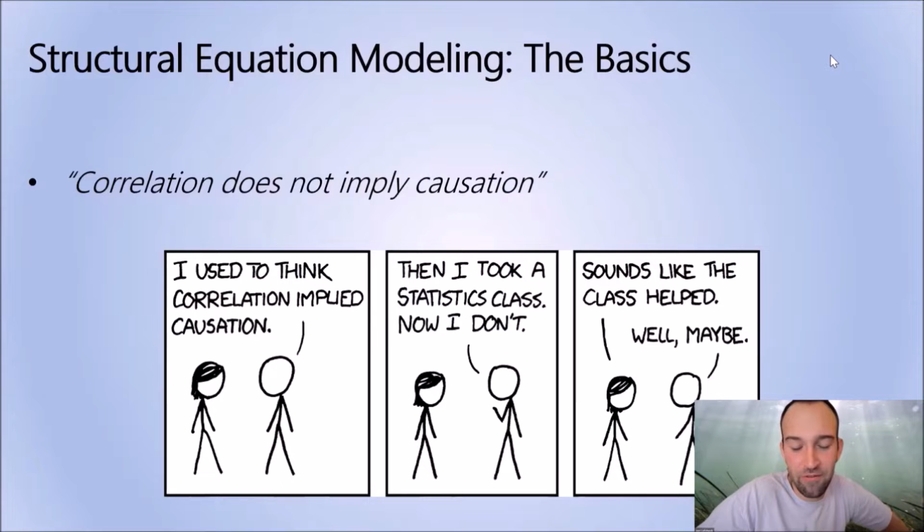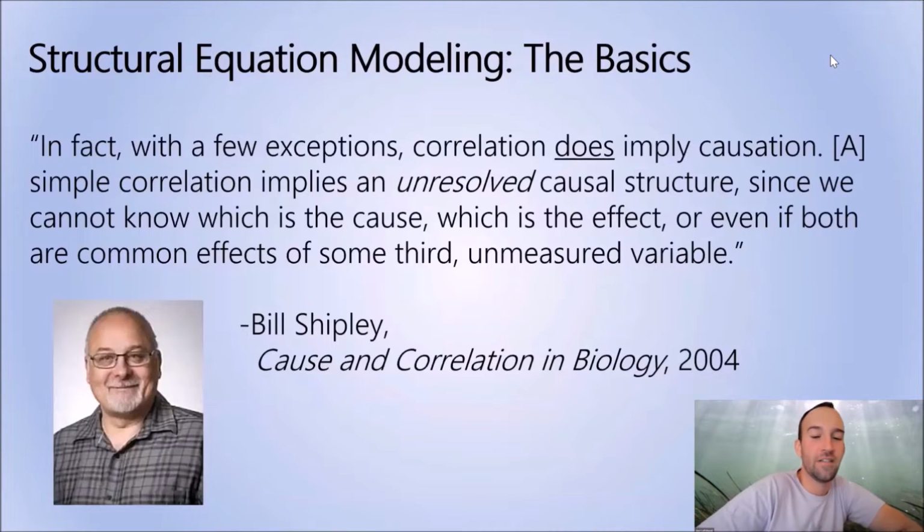And I'll use a quote from a book that came out almost 20 years ago now by Bill Shipley called Cause and Correlation in Biology, where he introduces a lot of the principles of structural equation modeling. And in it, Bill writes, "In fact, with few exceptions, correlation does imply causation. A simple correlation implies an unresolved causal structure, since we cannot know which is the cause, which is the effect, or even if both are common effects of some third unmeasured variable."